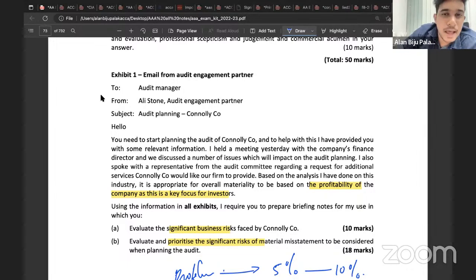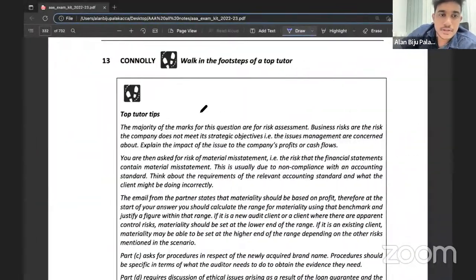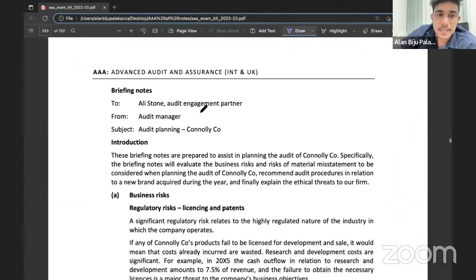Since we are responding to an email, to will become from, and from will become to. So we need to write to Alice Stone, audit engagement partner, from audit manager. The subject will remain the same. Clear? Yes, sir. Okay. Because we are responding to an email, the to will become from and from will become to.